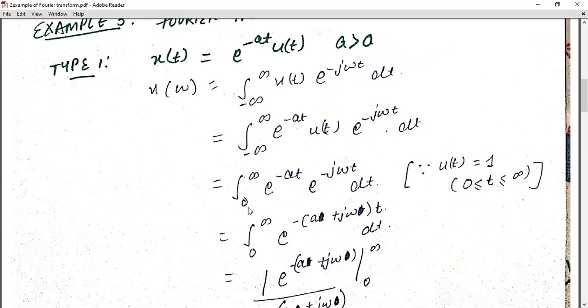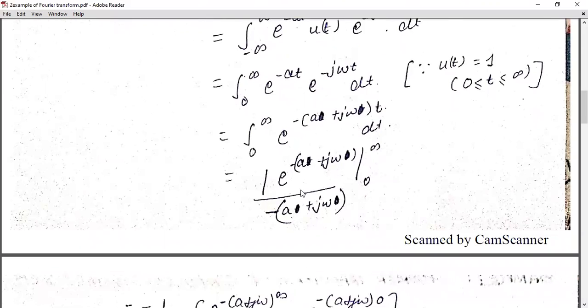So directly we substitute the integral from 0 to infinity of e^(-at) times e^(-jωt) dt. Here the bases are the same, so the powers are added: e^(-(a + jω)t) dt. By integrating this, we get e^(-(a + jω)t) divided by −(a + jω).